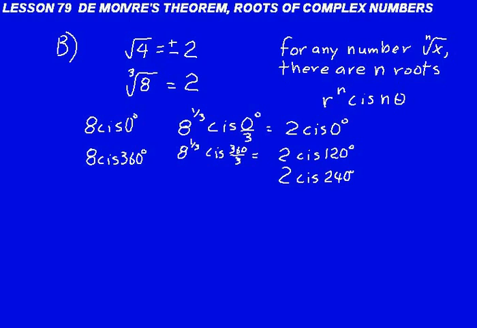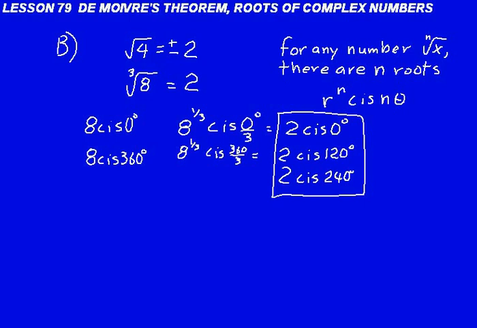You could keep going on this, but the way that you're supposed to think about it is for any number x to the 1 over n, there are n distinct roots. Because if we did another lap around and added another 360, we'd have 2 cis 360, which is the same thing as 2 cis 0. We'd be back at the beginning again. So these are our 3 roots.